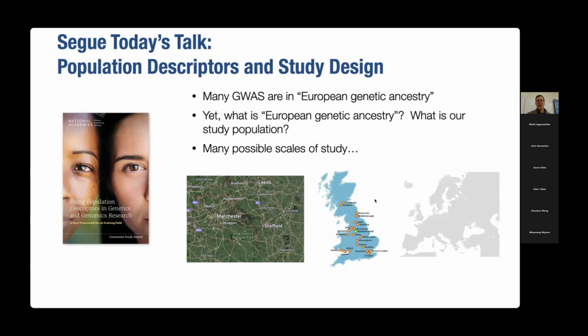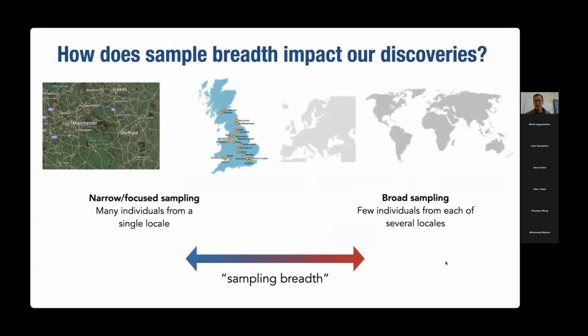There are many possible scales at which we could do this, right? We could have a study that is just based on the medical systems around Manchester, Sheffield, or Stockport, which turns out to be where the pilot study for the UK Biobank was carried out, right? We could go across the UK, looking at all the study centers of the UK Biobank, or we could have samples from across all of Europe. So I want us to be thinking about the spatial scale of our sampling, and how it impacts the type of variants we discover. And I'll stretch this beyond European genetic ancestry to the scale of the whole globe.